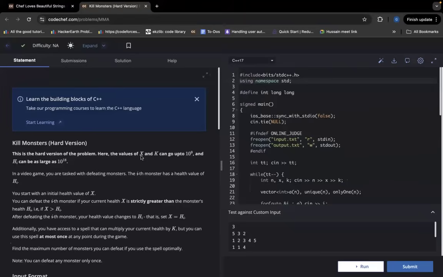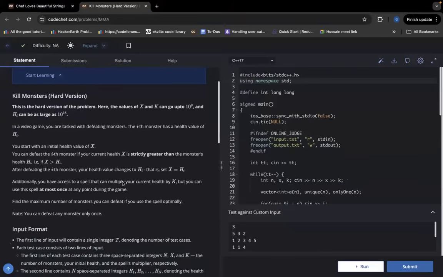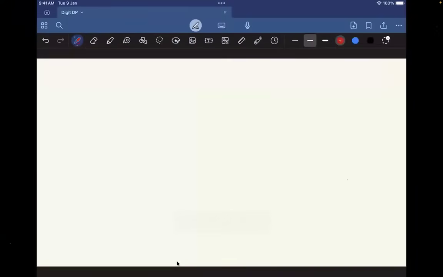Okay. Now you can do one operation at most once. What is that? You can multiply your current health by k, and you need to find the maximum number of monsters you can defeat using this technique. So guys, this problem is actually a very good lesson on some things. Okay, and I will share what.